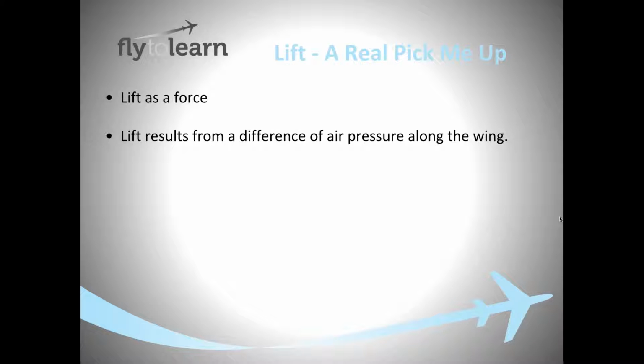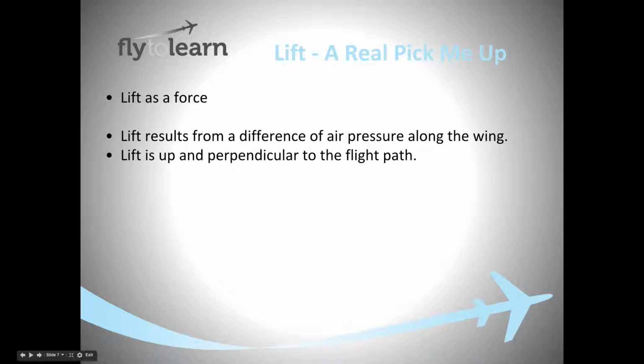Now, lift as a force. Lift results from a difference of air pressure along the wing. Basically, lift is up and perpendicular to the flight path. So this air pressure is pushing up on the angle of the wing, allowing it to be pushed into the air.